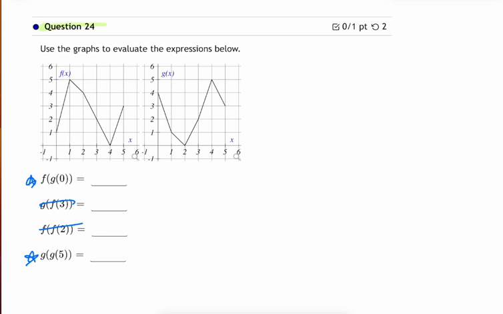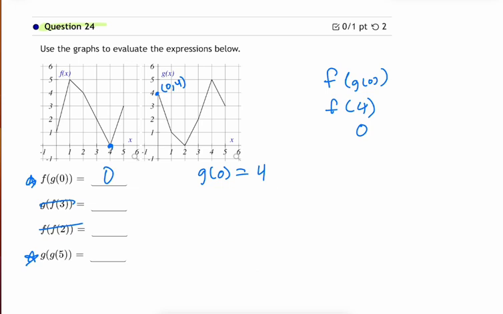We're going to start at g of 0. What is that? Well, when we go on the g function, which is this one, when x is 0, we are at the point height of 4. So that's 4. And then, so f of g of 0 is just f of 4. So now we're going to go over to the f function, and we're going to find 4. And the answer is 0.